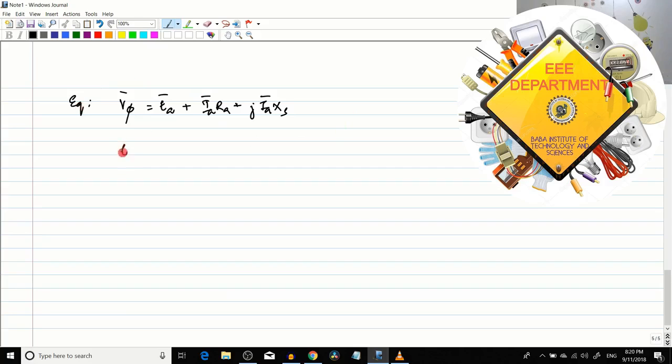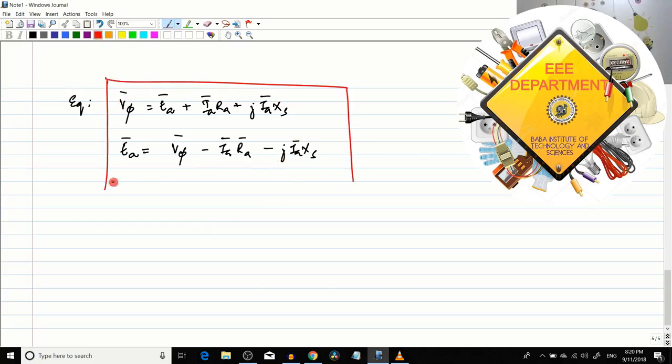Okay, so the EA vector value will be equal to V phase minus IA RA minus j into IA into XS for the synchronous motor, whereas for the synchronous generator the EA value was equal to V phase plus IA RA plus j into IA XS. The reason is that in the generator the current direction was different and here the current direction is different. So these are the two fundamental equations that will help us understand the synchronous motor from a quantitative perspective.